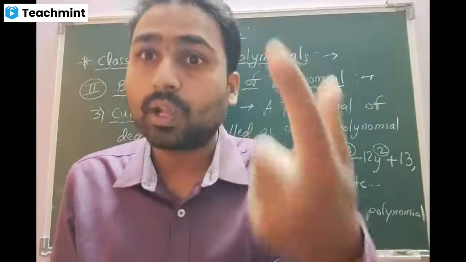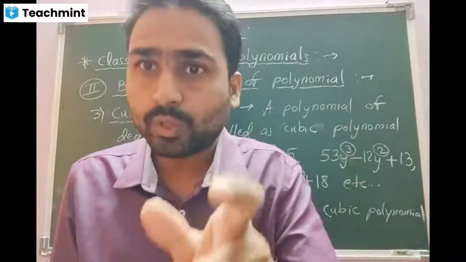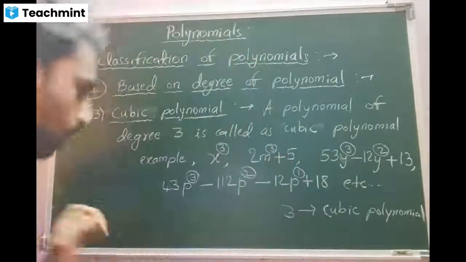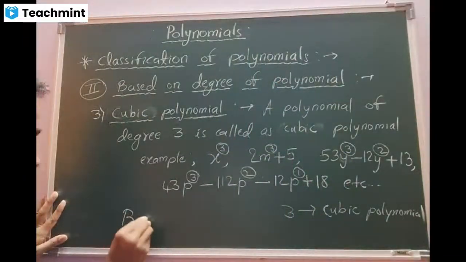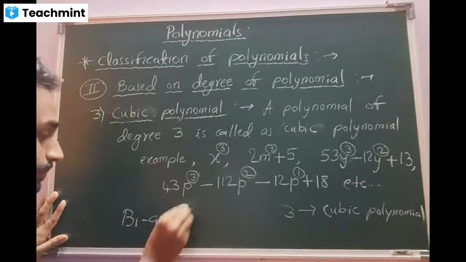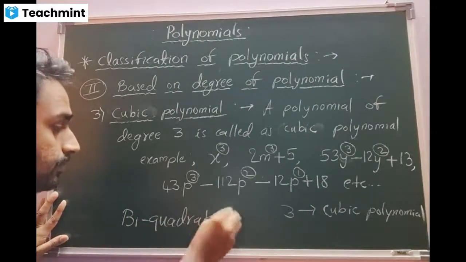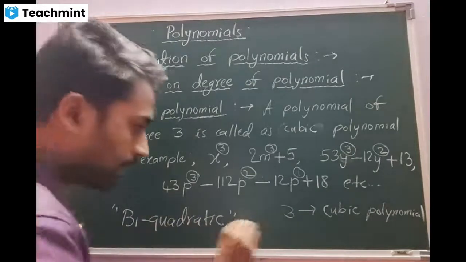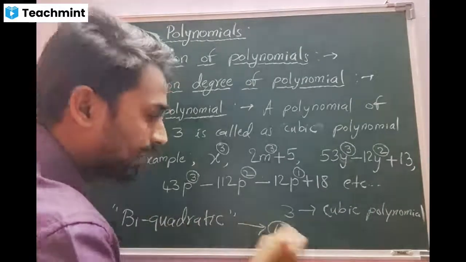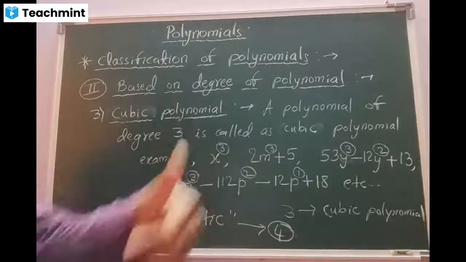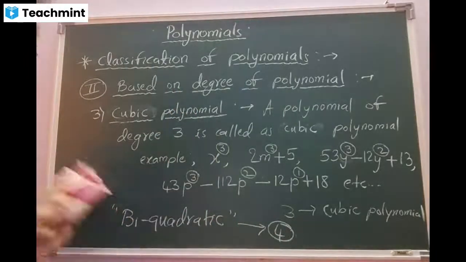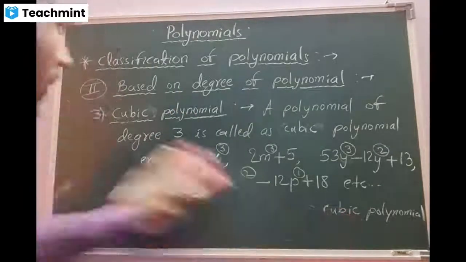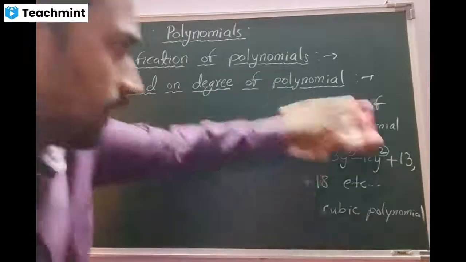Students, for your syllabus, you have only three: linear, quadratic, and cubic. But when you go to 11th standard, beta, you are going to hear one more type that is called biquadratic. The degree of the polynomial will be exactly 4. Got the concept? Anyhow, not required for your syllabus. Clear, beta?